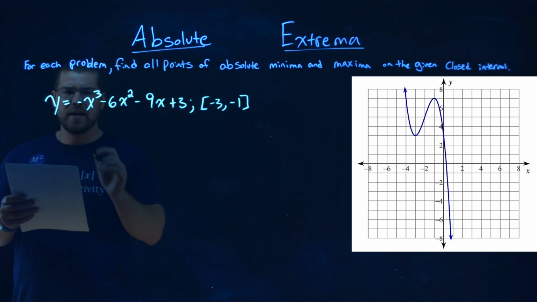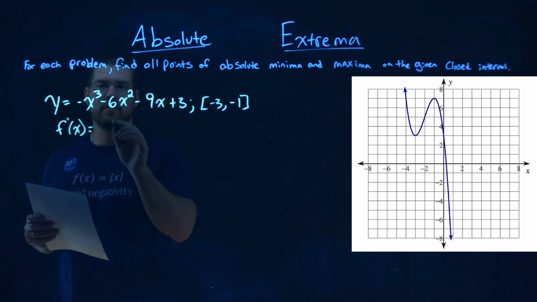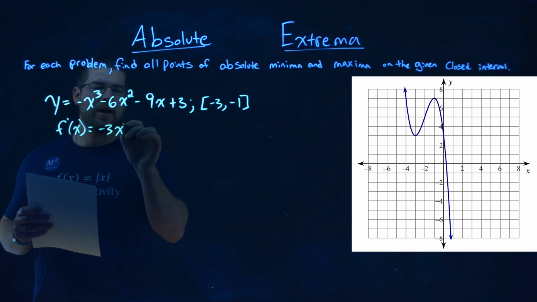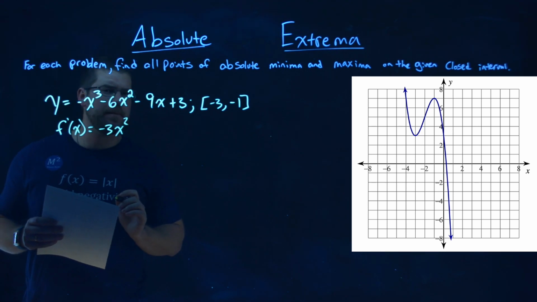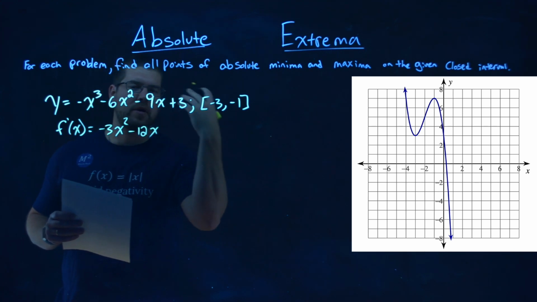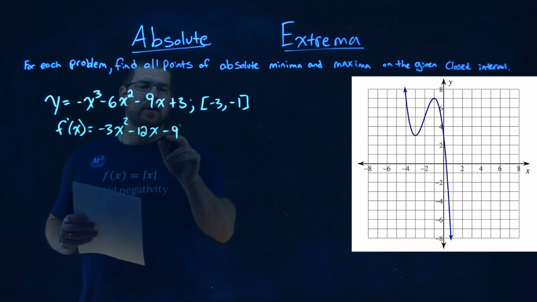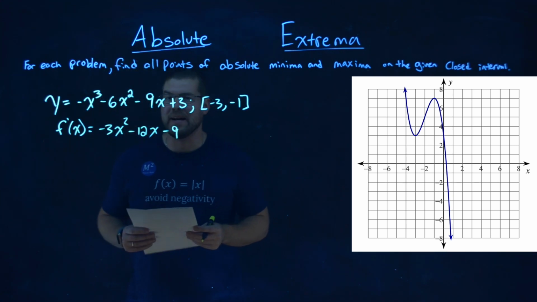Okay, so I'm going to find my derivative, call it f prime of x, and we're using our power rule. 3 comes down, negative 3x squared, subtracted by 1 here, and then 2 times 6 is 12, so we have a negative 12x here, subtract the exponent by 1, which is a 1, and then we just have a minus 9 going on here. Hopefully you know your derivatives by now.